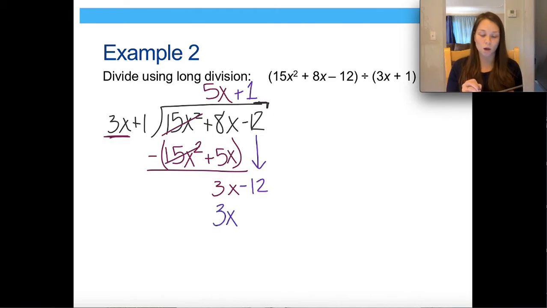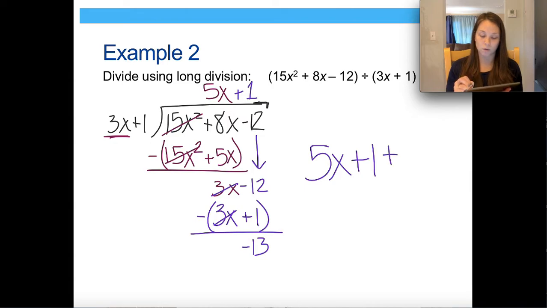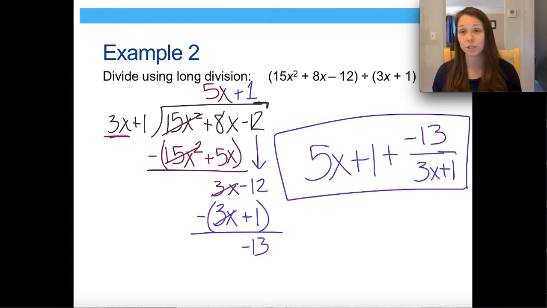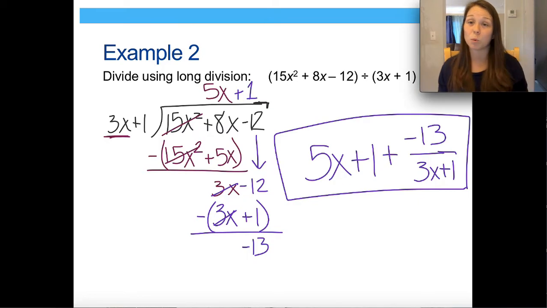1 times 1 is 1. Wrap parentheses around it and subtract. 3x minus 3x is just 0. It cancels, so that's good. Negative 12 minus 1 is negative 13. So my final answer is 5x plus 1 plus my remainder of negative 13 over 3x plus 1. You could have also said just minus your remainder and made that 13 in the numerator positive, and it would have meant the same thing.